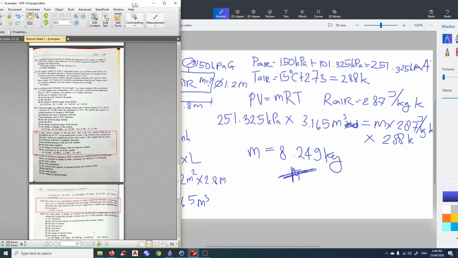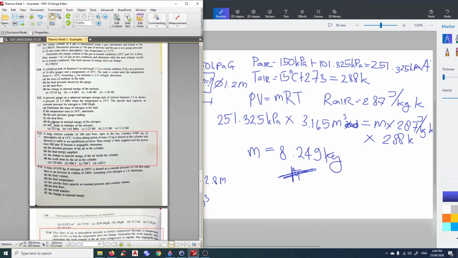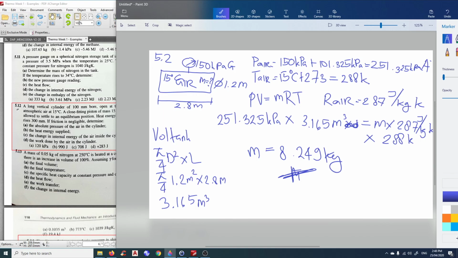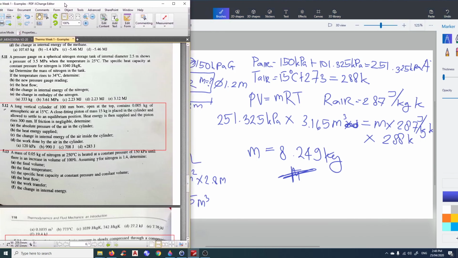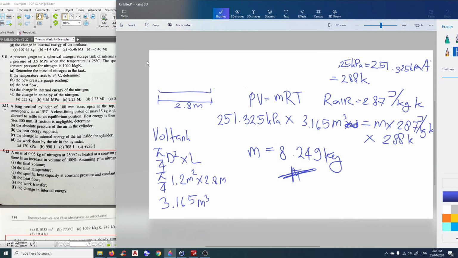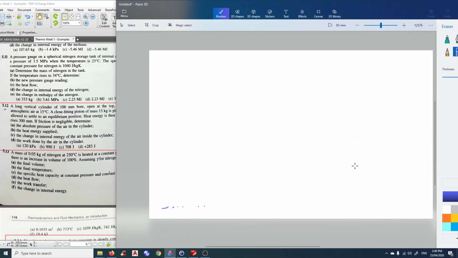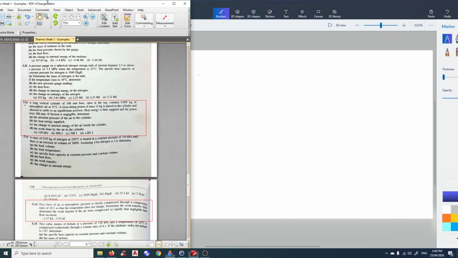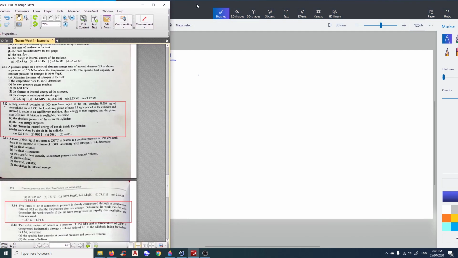Close this window. 5.12. Clean the board. So 5.12, move it there a little bit.